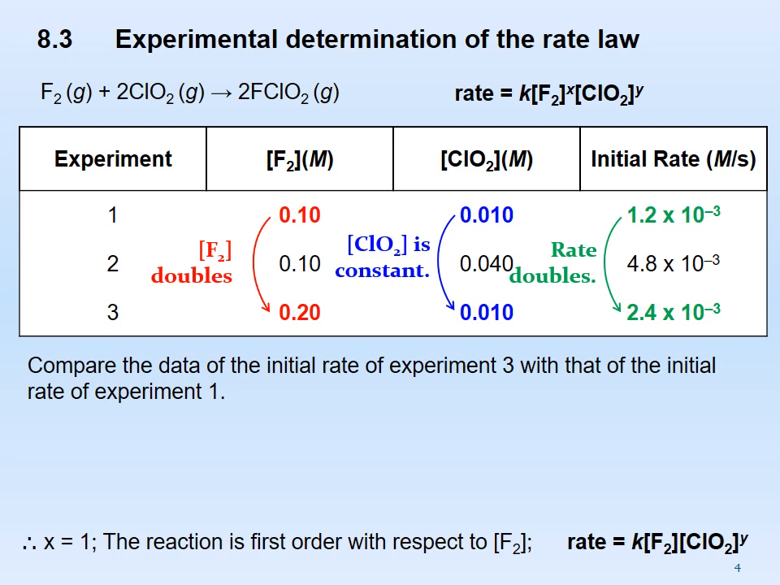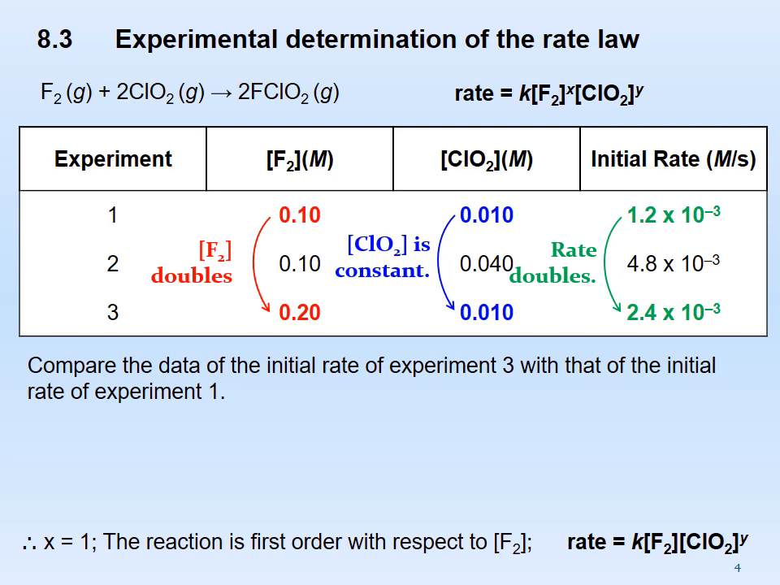Now for the second method for obtaining the rate law, the inspection method. Earlier, by comparing data for experiments 1 and 3, we noticed that chlorine dioxide concentration is the same, or constant. Going from experiment 1 to experiment 3, fluorine concentration doubles and the initial rate also doubles. So when the fluorine concentration is multiplied by a factor of 2, we notice that the rate is also multiplied by the same factor of 2. It is the same proportionate increase. Thus, x is equal to 1. The reaction must be first order with respect to fluorine concentration.